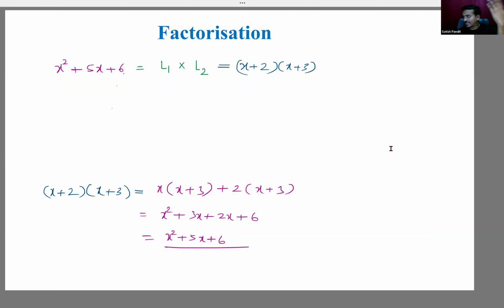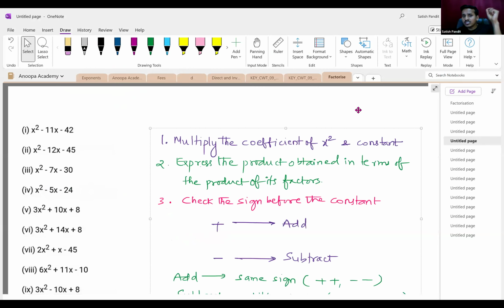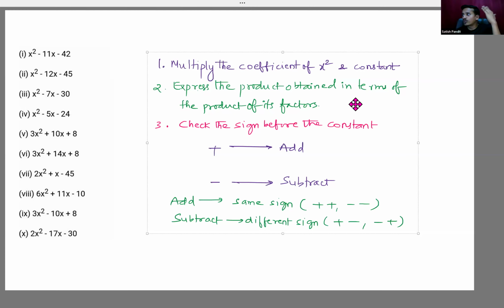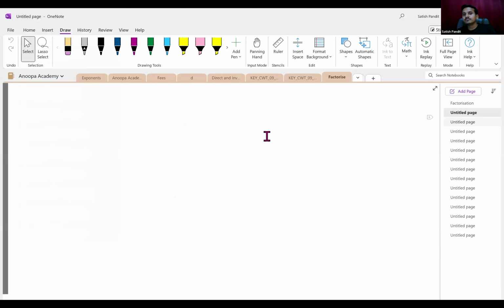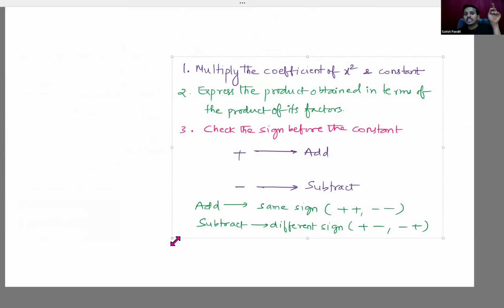So let's discuss the technique. I have written the steps somewhere here. These are the steps we are going to follow, and through these steps you can factorize any quadratic polynomial. First of all, I'll solve some questions, and then you can try all these questions by yourself. I'll also be discussing the solutions of these questions. So let's start. I'll use these steps every time, so I'll write it here.